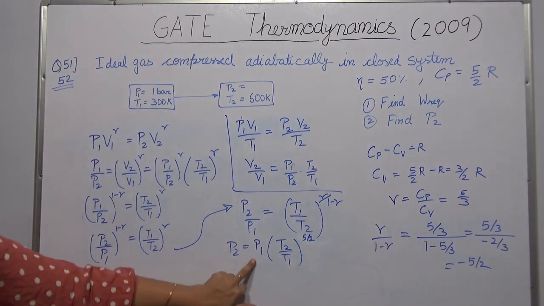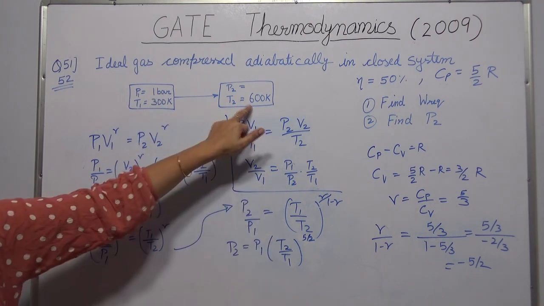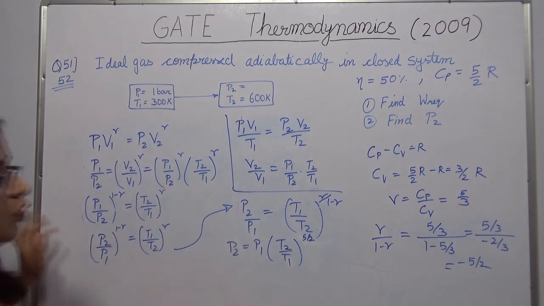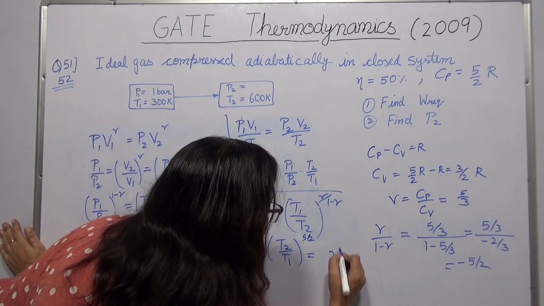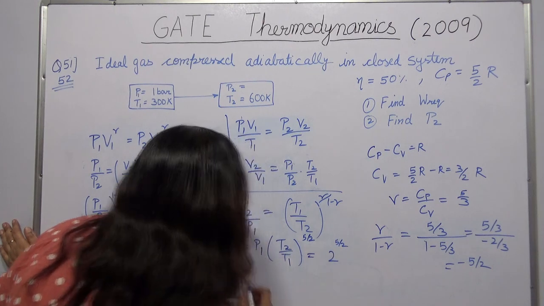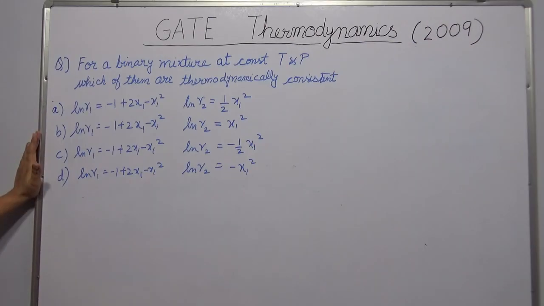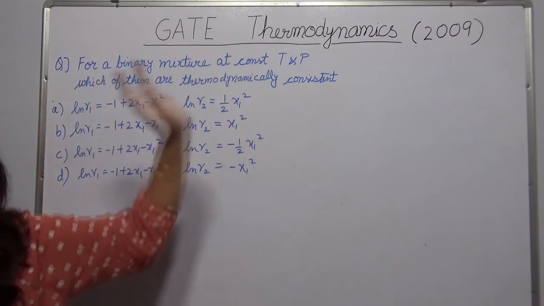Okay, so now your P1 is 1 bar, T2 is 600 Kelvin and T1 is 300. So T2 by T1 is 2. So your final pressure is equal to 2 raised to 5 by 2. Okay, so this is your final answer. So it was very simple. So the next problem which I am going to take involves a binary mixture at constant temperature and pressure.